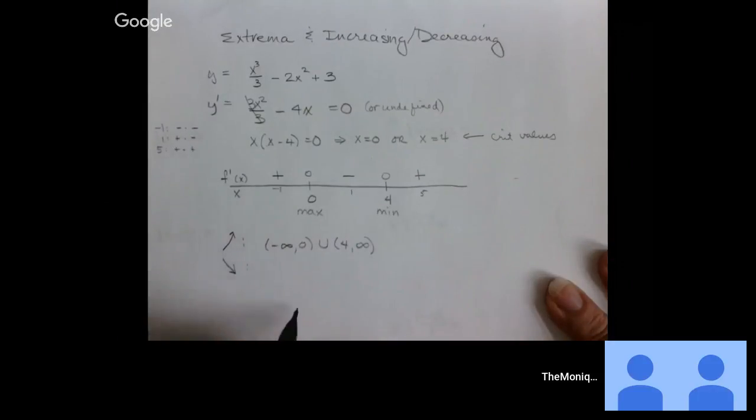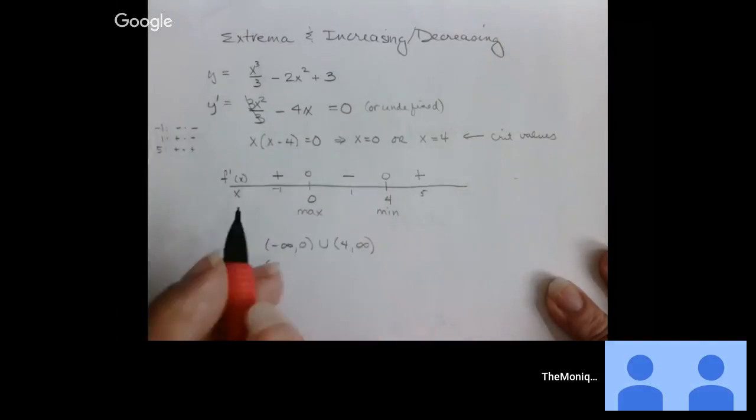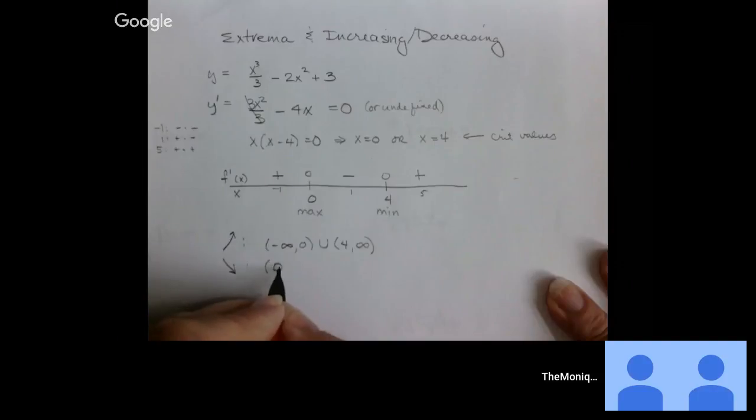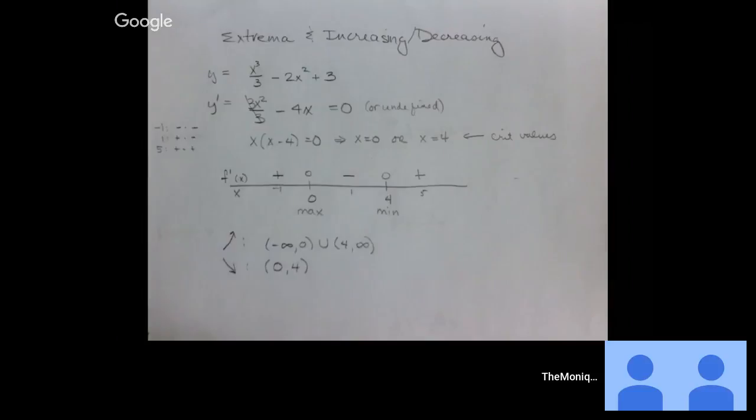Likewise, I'll use a down pointing arrow to represent decreasing. My function is decreasing when the slope is negative, between 0 and 4. Okay?